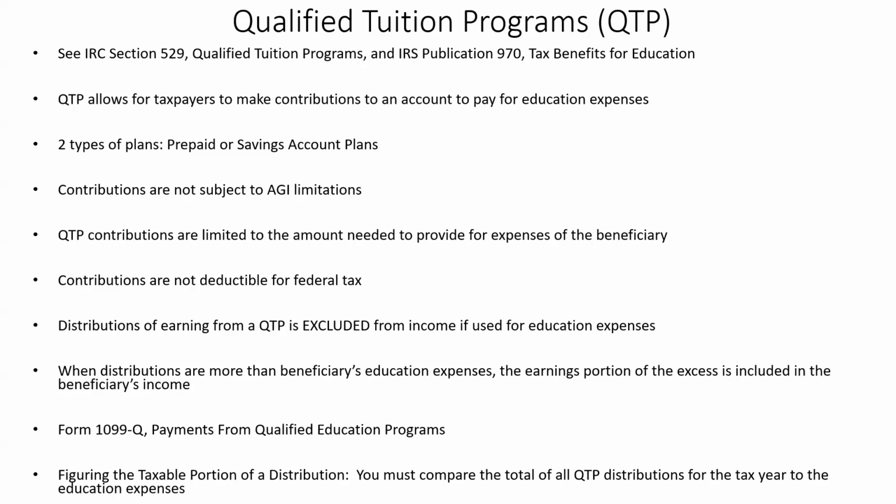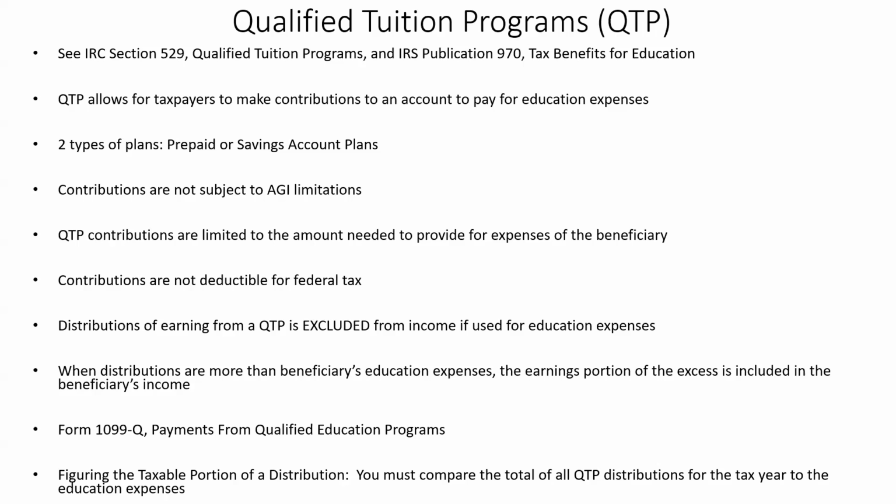And then the whole idea behind the contributions is you're making contributions, and the contributions are eventually going to be used by that beneficiary, by that young adult, to pay for qualified education expenses. And the contributions are not deductible on your federal return. And then at the end of the day, you've made all these contributions. And then, of course, as they say, when the rubber hits the road, that means you've got distribution of earnings. And so if you have a distribution, it's going to be excluded from income if it's used for education expenses. And that's the whole idea.